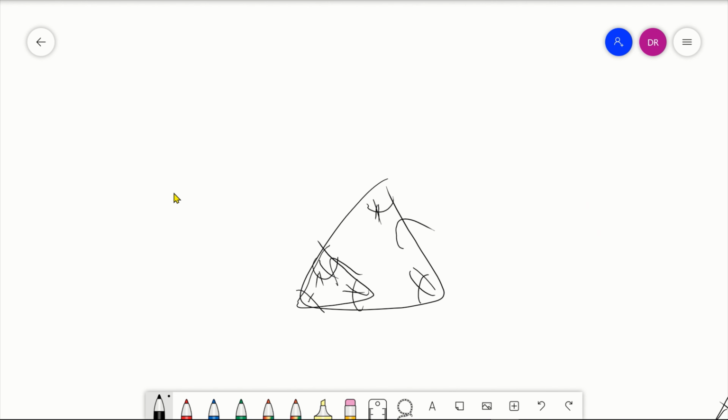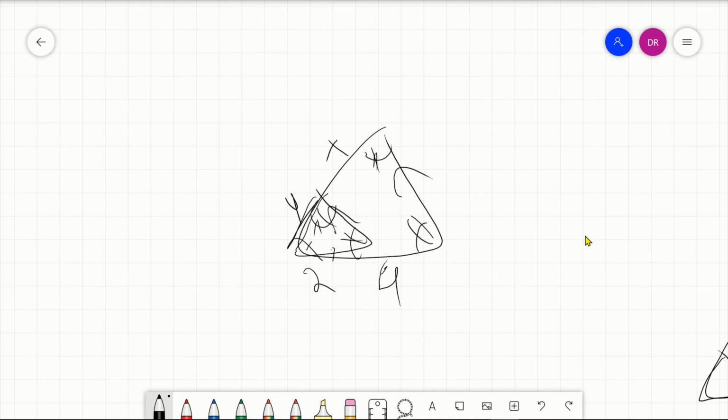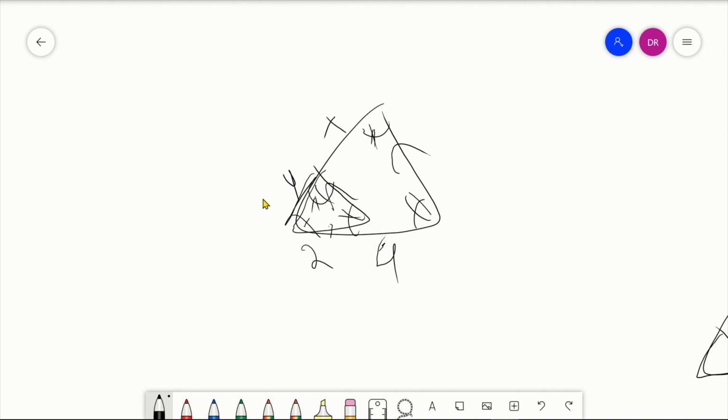So now that we have that, let's do a few problems. Let's say you're told that this length is 4, and this length is, let's say, 4 as well. So how would you determine x? Let's start off with that.